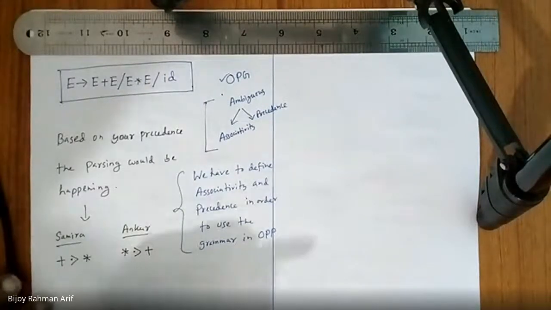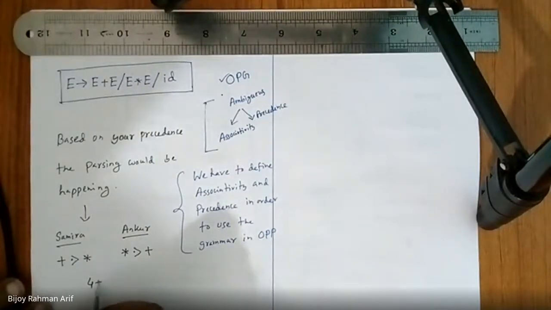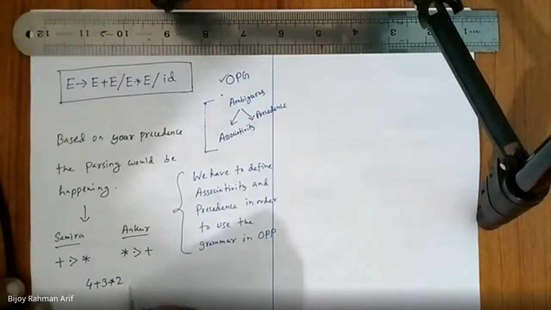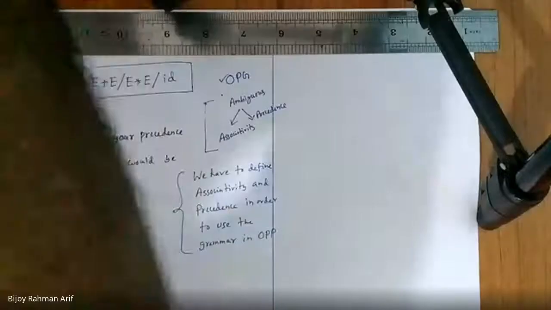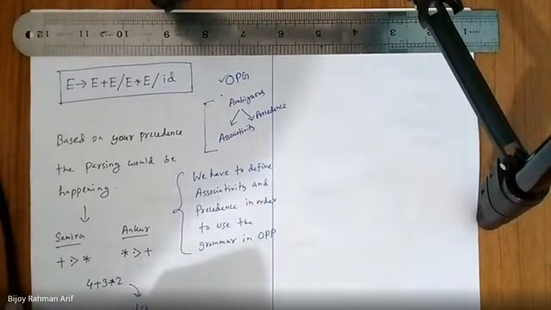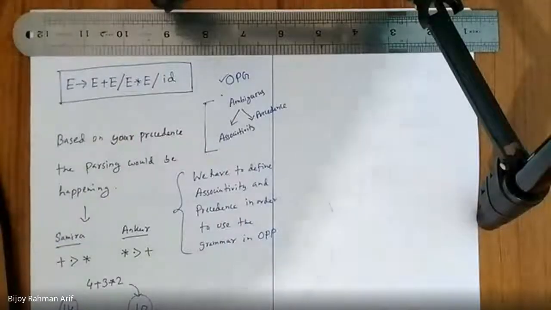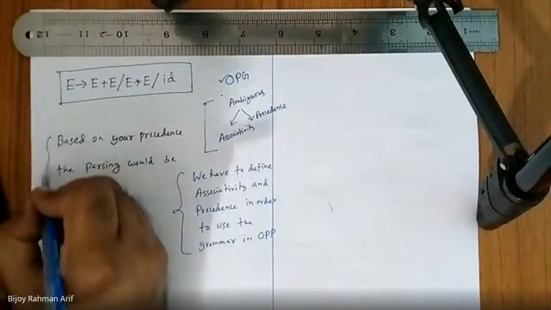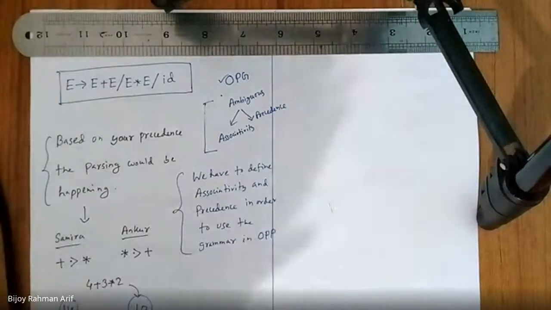Then what happened? If we try to find out the result of this expression, 4 plus 3 star 2, what would be Ankur's result? 10, sir. Your result would be 10. And what would be Samira's result? It would be 14, sir. Yes. So if there is an ambiguous grammar you want to use, then you have to come up with your own operator precedence table.